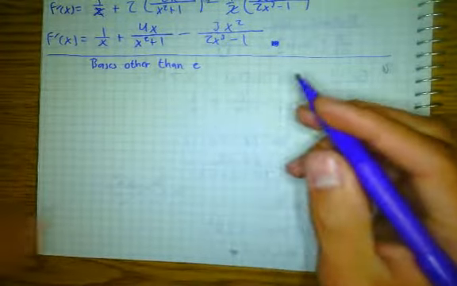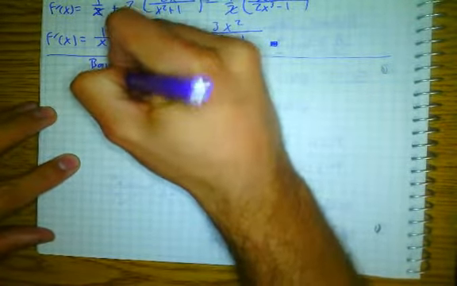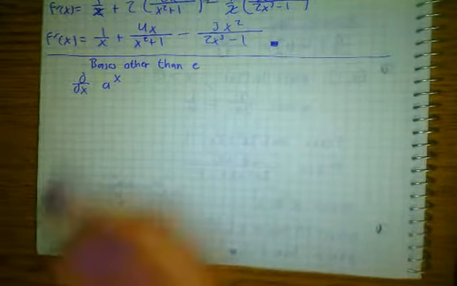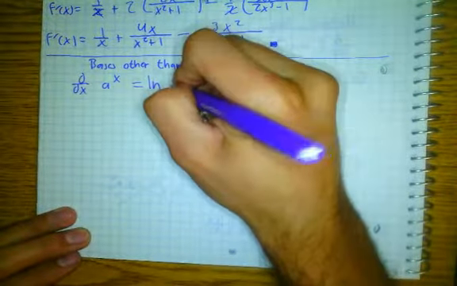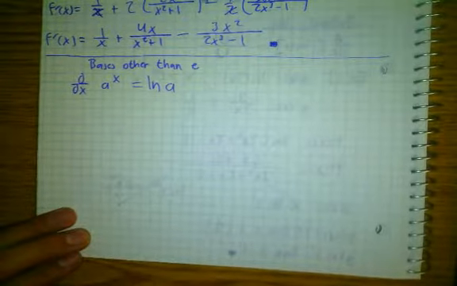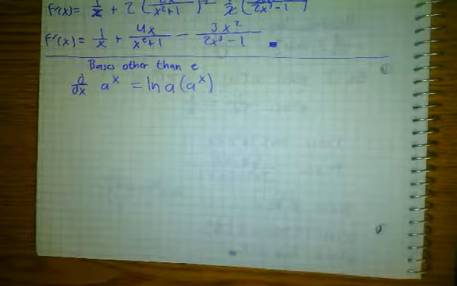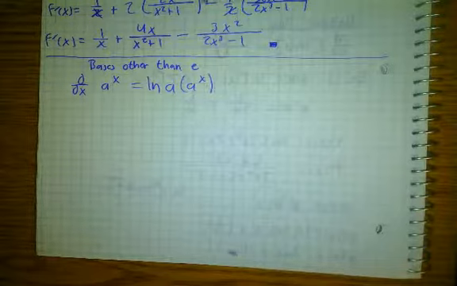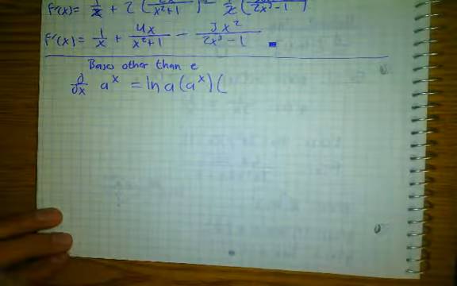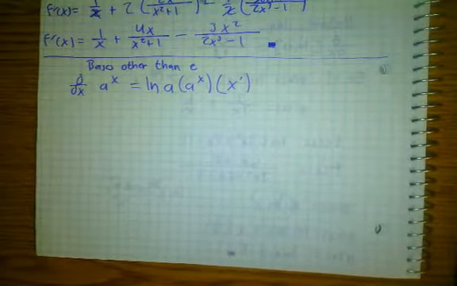Alright, anyways, bases other than e. So here we go. If you have the derivative in terms of x of a function that has a base other than e, like a to the x, it's actually very simple. You ready? You take the natural log of the base times whatever you had, exactly like that, times the derivative, so in this case u prime. Okay?